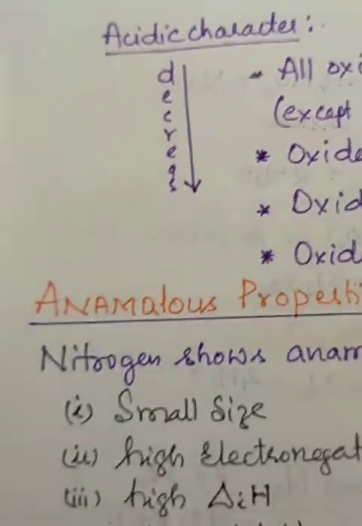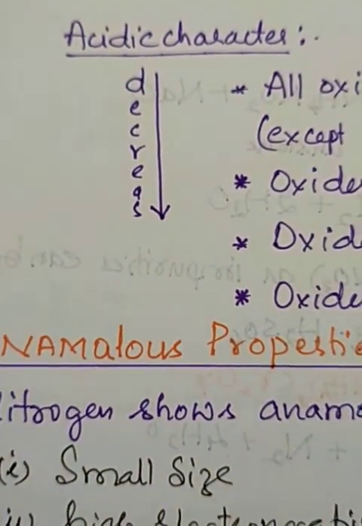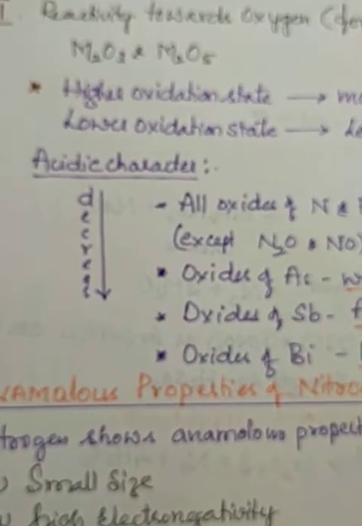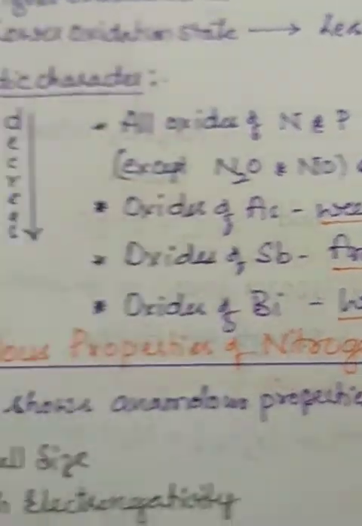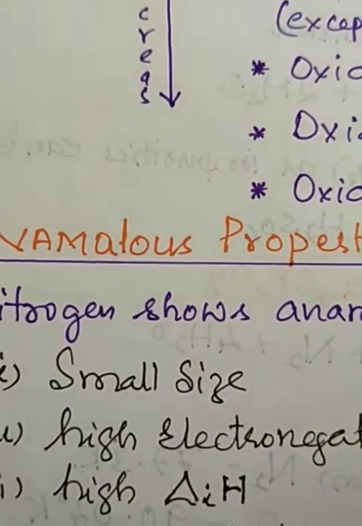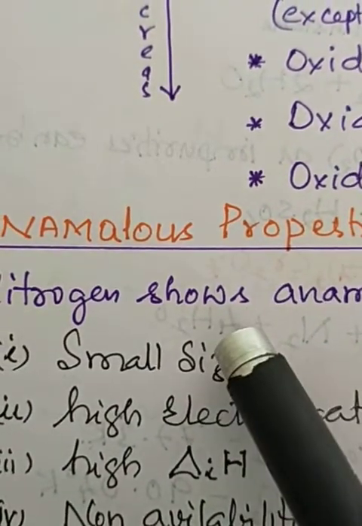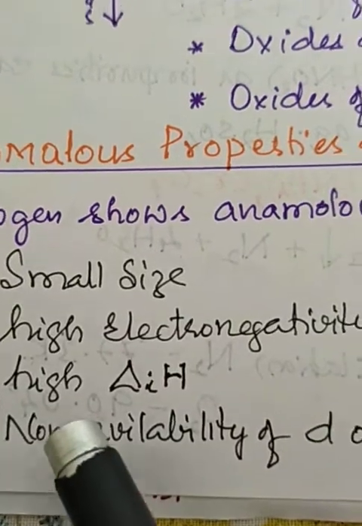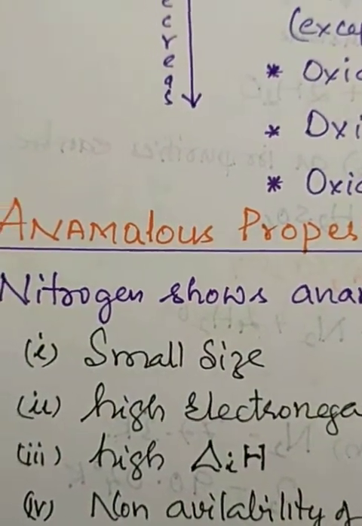Now we are going to learn that in a group, some elements show different types of properties. That's called anomalous behavior, or anomalous properties, of nitrogen. Nitrogen shows some anomalous properties due to its own reasons. The main reasons for the anomalous behavior of nitrogen are small size, high electronegativity, high ionization enthalpy, and non-availability of d orbitals. These four reasons are repeated for all the anomalous properties of nitrogen.